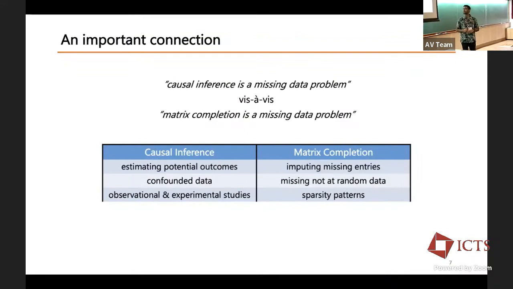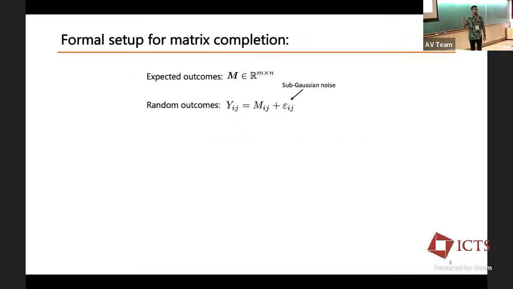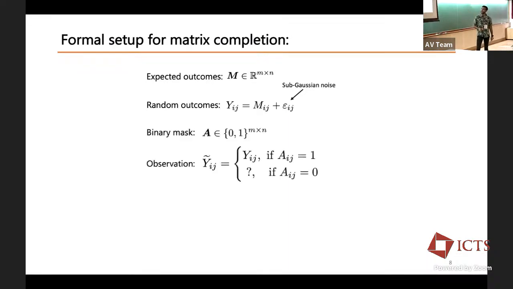Yeah, no problem. So just to give a formal setup for what matrix completion looks like. You have this expected matrix M, right? That's an M by N matrix. There's some random outcome Yij, which is equal to Mij plus epsilon ij. Okay, and then you have this binary mask matrix A, which is 0, 1. So if Aij is equal to 1, then you observe Yij, which is the noisy matrix. And if Aij is 0, then it's missing.